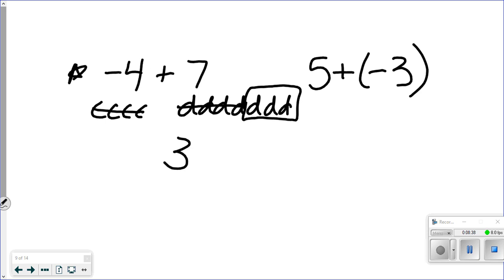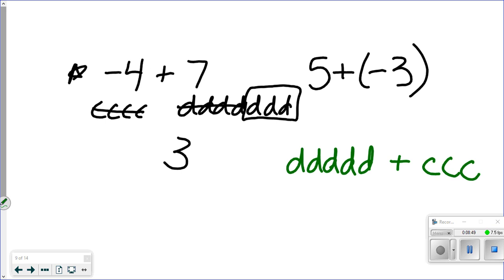Positive 3. Same thing over here. 5 plus negative 3. I have 5 dogs, and I have 3 cats. I know by just looking at 5 and 3, I can make 3 zero pairs. So tell me what I would have left over then. I'd have 2 dogs, which would be a positive 2.